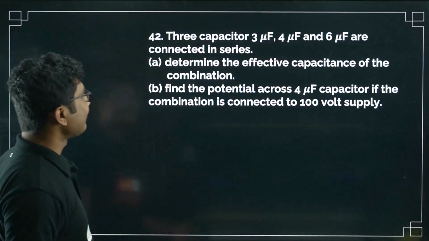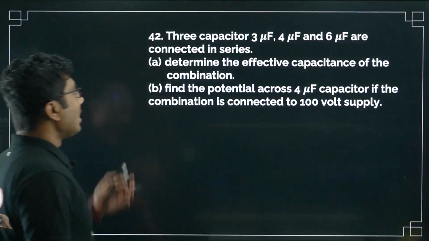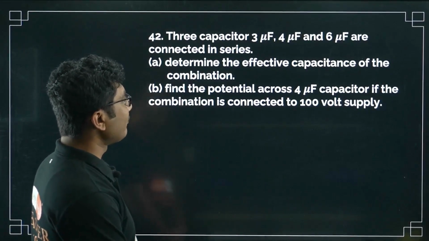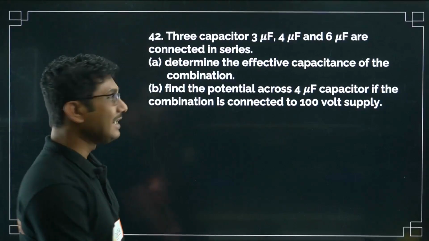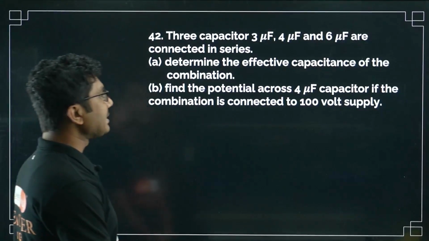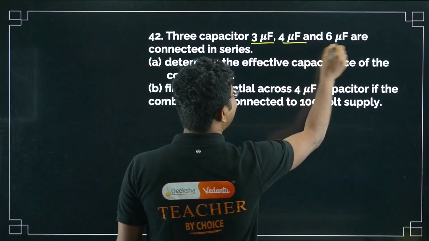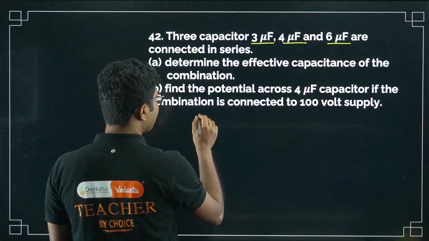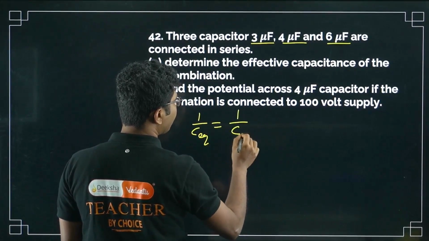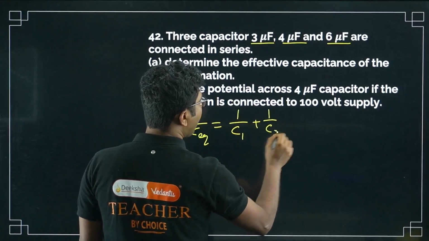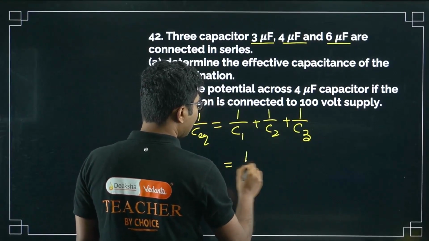Now let's see. This is not a 4 marker, this is a 5 marker numerical question, right? So let's see the questions. 3 capacitors, 3 microfarad, 4 microfarad and 6 microfarad are connected in series. Determine the effective capacitance of the combination. So we will quickly solve it. 3 capacitors connected in series. Series combination means the equivalent capacitance is calculated like a parallel resistance combination, right? 3 are there, so you cannot use any shortcuts. You have to use the long method, right?